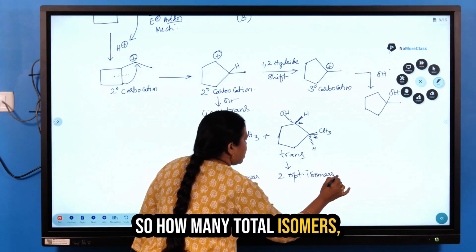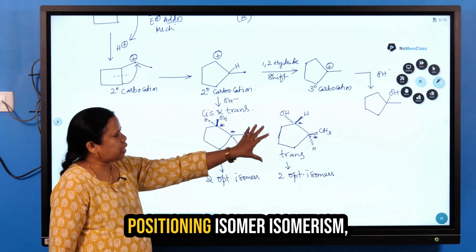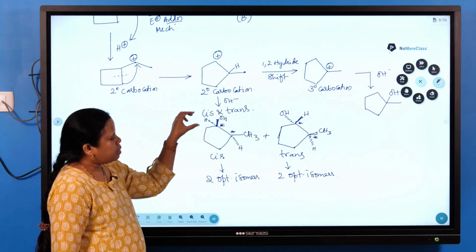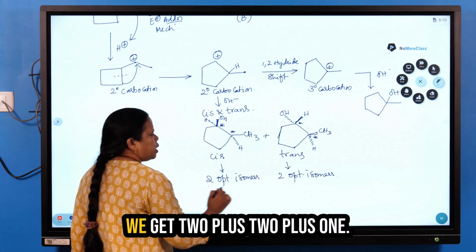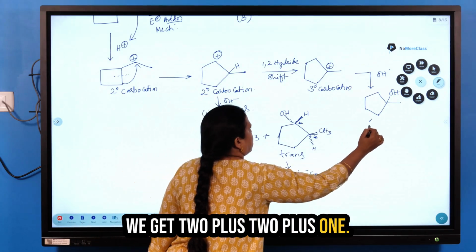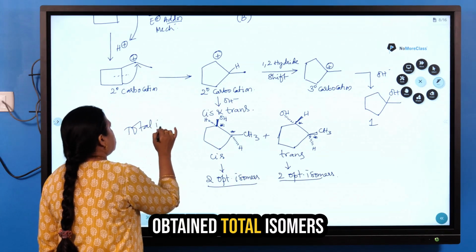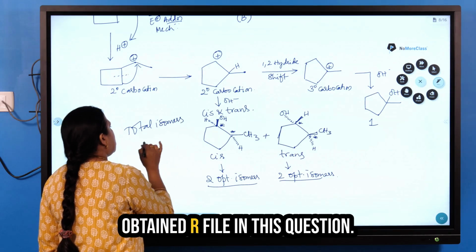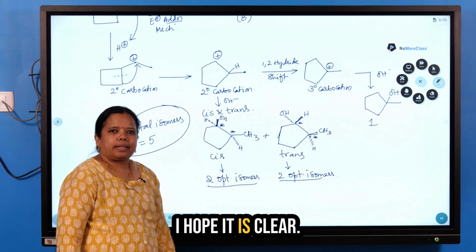So how many total isomers? Including the position isomerism, then followed by the geometrical isomerism and optical isomerism, we get 2 plus 2 plus 1. So the total number of isomers obtained is 5 in this question. I hope it is clear. Thank you.